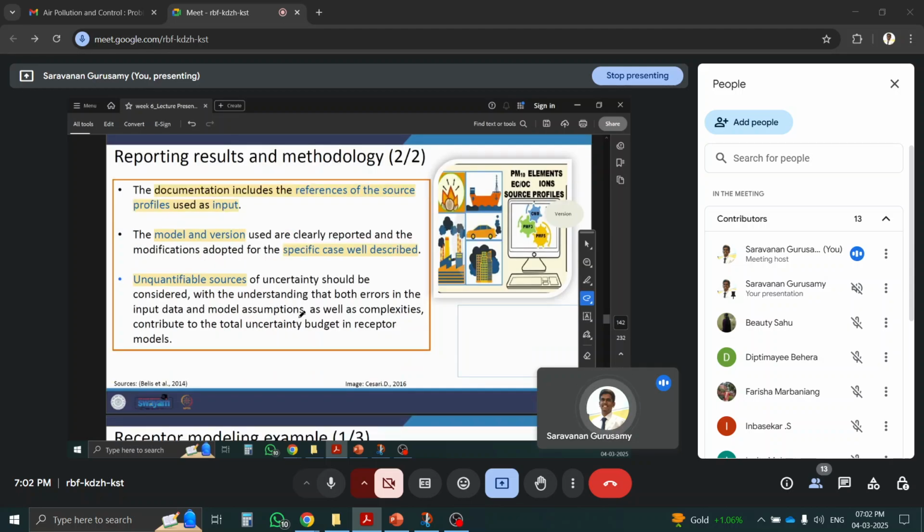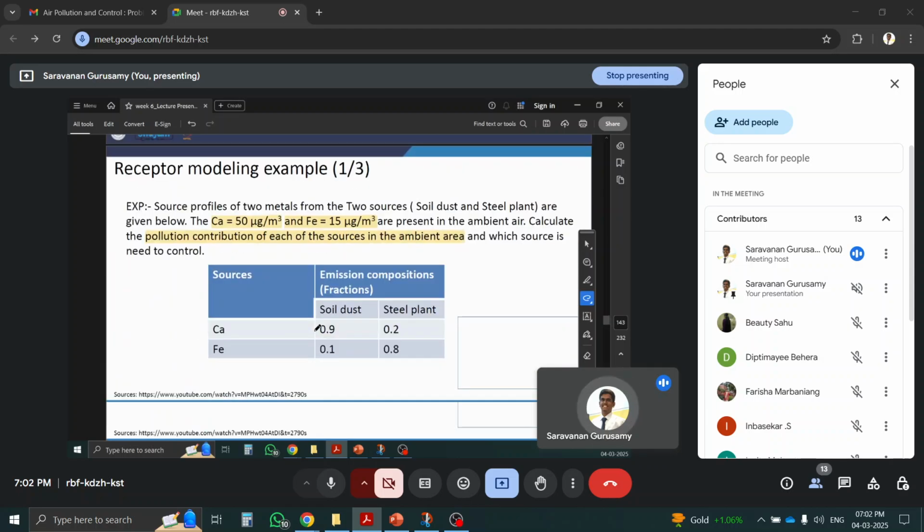So how to report the result finally? The model and its version need to be there. What are the input data you have given? What are the unquantifiable data? That also you need to report in the results.